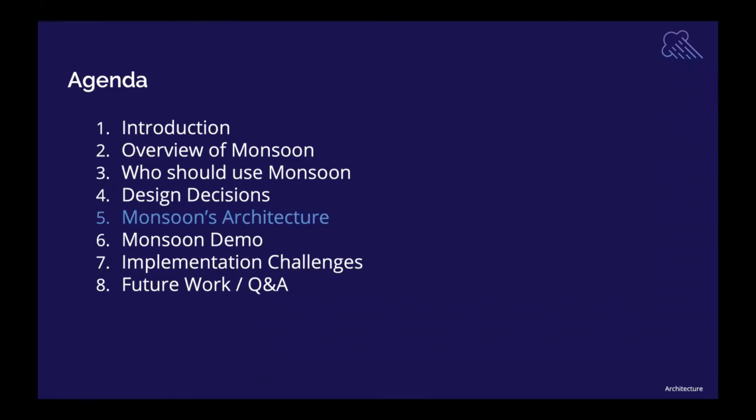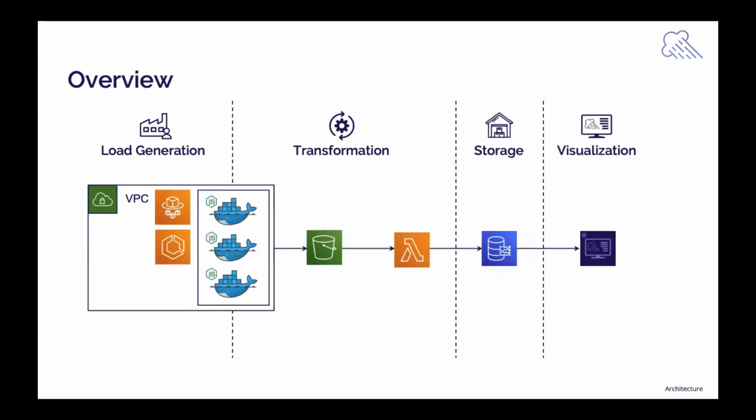Now, let's move on to examine Monsoon's architecture in greater detail. As Raul covered in his overview earlier, Monsoon's architecture can be broken down into 4 key components: load generation, transformation, storage, and visualization. The purpose of our load generation architecture is to create a given number of virtual users, have them perform scripted actions on the target website or web app, and record metrics about those actions.